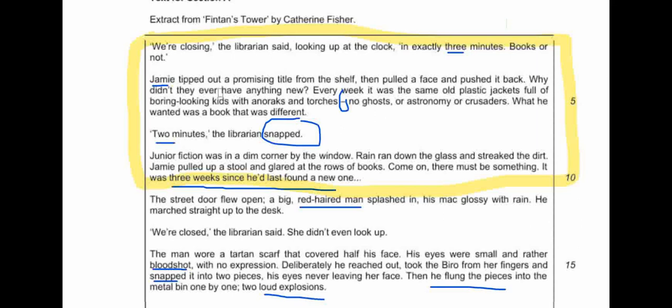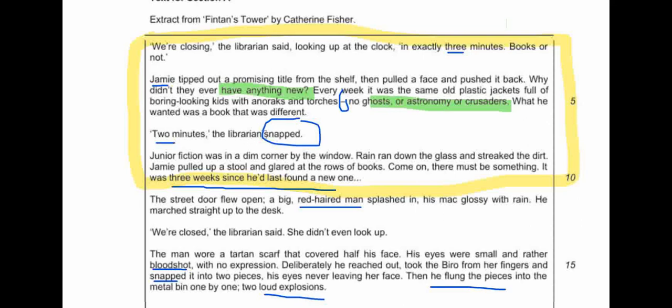So why didn't they ever have anything new? It means there are no new books, only old books, and it's all the same boring looking kids, and no adventures or ghost astronomy crusader, which is what Jamie wanted. And then after 2 or 3 minutes, the librarian snaps. So the librarian is unfriendly.